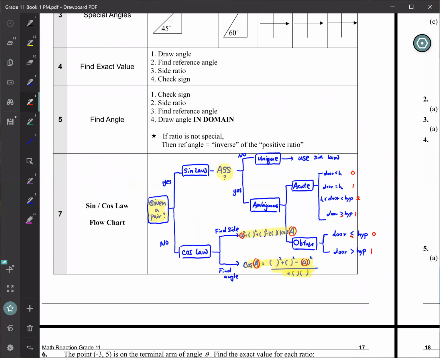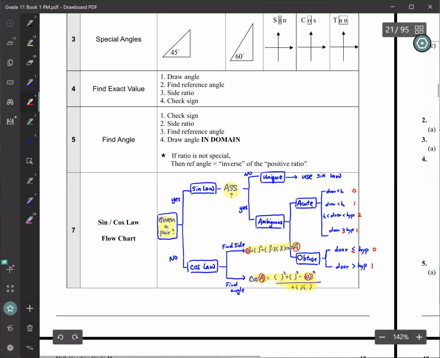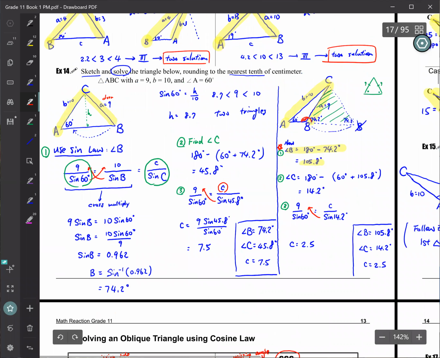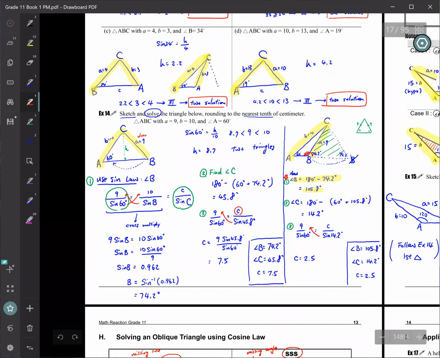Okay, so in the homework, you will have the obtuse, right? The checking number of triangles for obtuse, and especially the one that you need to pay more attention to is the one with the two solutions. I will give you two questions that have 2 solutions. Okay, so let's take a look.